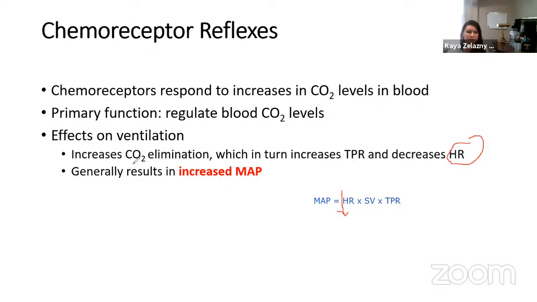So what happens at the same time as your body is decreasing the heart rate is it increases TPR to kind of counterbalance this heart rate thing it's doing. So overall, there's generally actually an increase in MAP when you're trying to regulate blood CO2 levels, when there's too much CO2 in your blood, because your body really, really doesn't want to faint, even though it does want to get rid of CO2. So that's what's up with this.